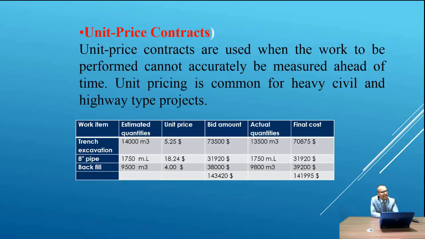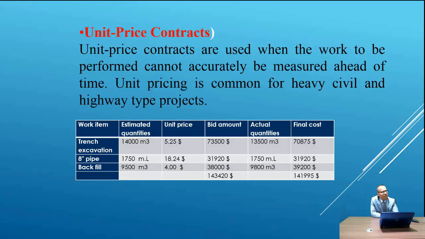Example for this: إذا كان العمل هو trench excavation يعني حفر قناة، وكان estimated quantities الكميات الكلية هي 14,000 متر مكعب، ومحددين اليونت برايس $5.25. البيد اماونت راح نضرب الكولوم الثاني مع الكولوم الثالث، فتكون النتيجة $73,500. الاكتشوال البيد كوانتيتيز $73,500. الاكتشوال كوانتيتيز يعني كانت كميات الحفر الحقيقية 13,500، فالفاينل كوست راح تكون 70,875. يعني نحسب على الكميات الحقيقية.